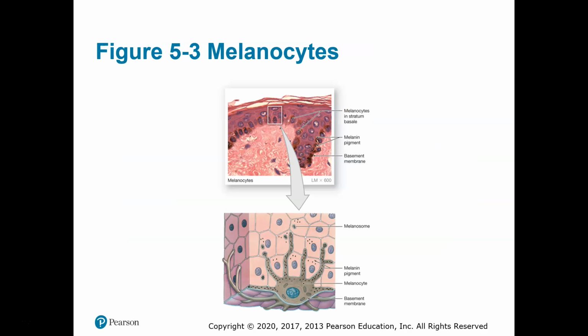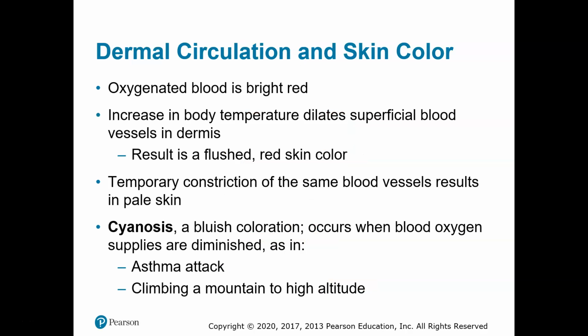So melanocytes look like this. They are located in the dermis, and what happens is the tips of the melanocytes pinch off and form melanosomes. And those melanosomes move up through the epidermis, starting with the stratum basale, and deposit pigment into the epidermal cells.